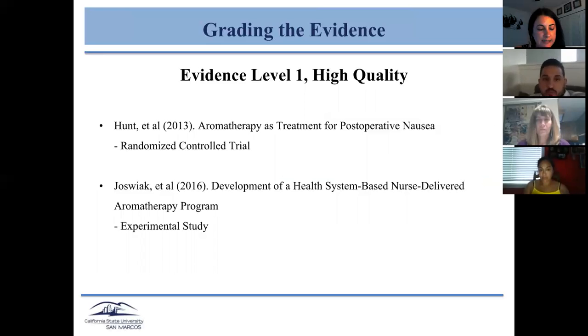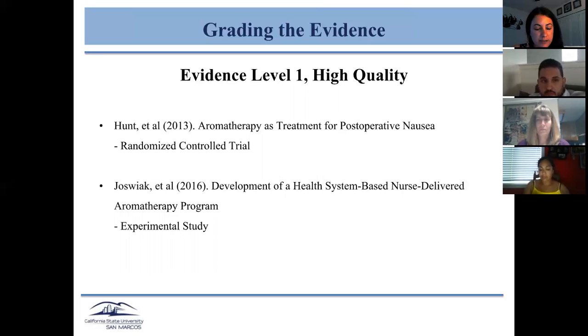With that being said, these two articles were graded as evidence level 1 high quality studies. Hunt and colleagues explored aromatherapy use for post-op nausea. This was a randomized controlled trial. Joswiak and colleagues studied the use of a nurse-delivered aromatherapy program in hospitals. This was an experimental study.